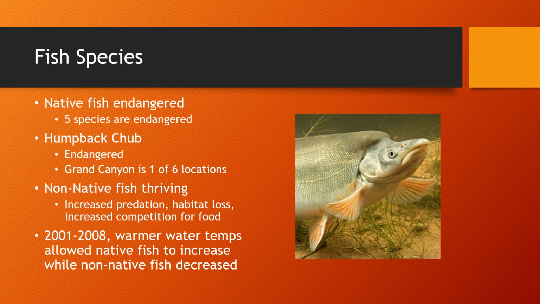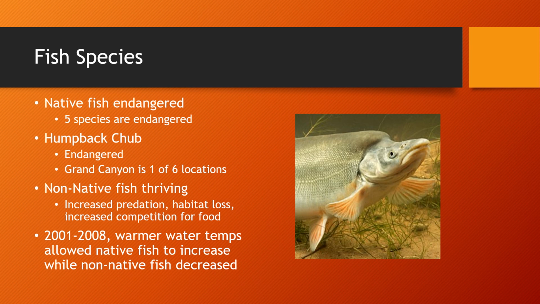The colder water in the river has taken an impact on the fish that live in it. Five native fish of the Colorado River are on the endangered species list. A few of the species are only found in the Colorado River basin. One species in particular that is endangered is the humpback chub, which is pictured right. The Colorado River in the Grand Canyon is only one of six locations the humpback chub survives.